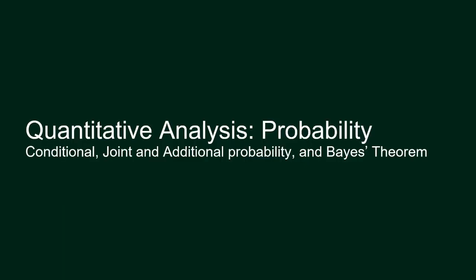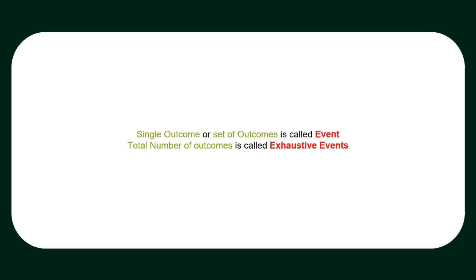We are here today to discuss probability. We will explore the concepts of conditional, joint and additional probability and Bayes theorem. In simple terms, probability is the likelihood of an event to occur. Single outcome or set of outcomes is called event. Total number of outcomes is called exhaustive events.